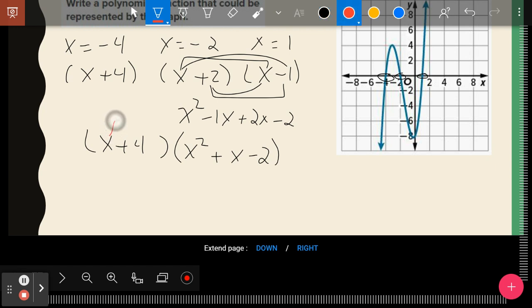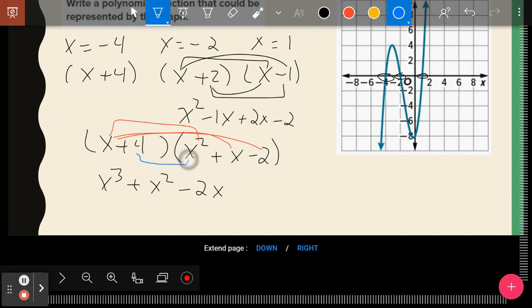I'm going to do x times all of these things. x times x squared is x to the third. x times x is x squared. x times -2 is -2x. Then I'm going to do 4 times all of these things. So I get plus 4x squared plus 4x minus 8.